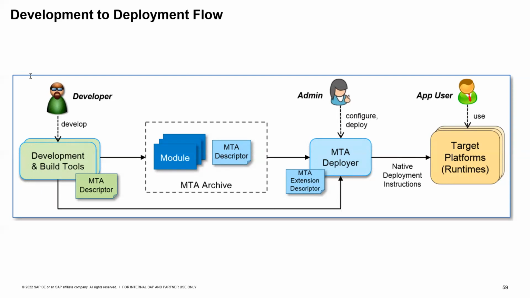MTA deployers may also accept the pure contents of this format, namely the directory structure of the file with a deployment descriptor called mtad.yaml. An administrator can optionally augment the MTA model in the deployment descriptor with an extension descriptor called mta.ext.yaml and uses the MTA deployer to orchestrate the actual deployment.